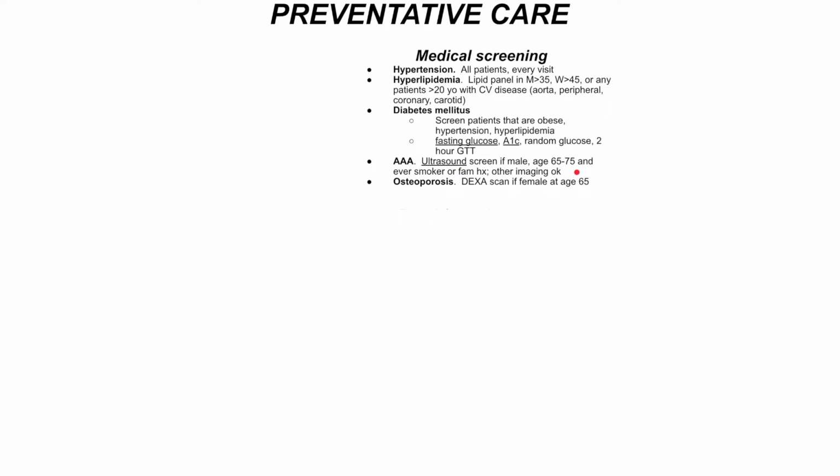In women, starting at 65, so this is kind of the female version of the AAA, you screen for osteoporosis. This is done with a DEXA scan, and again, it's a one-time scan if it's normal. If the patient is found to have osteoporosis, you would want to repeat this annually to kind of track the progression of the disease. So one-time scan for women is osteoporosis, starting at 65. One-time scan for male smokers is the ultrasound for abdominal aortic aneurysm.